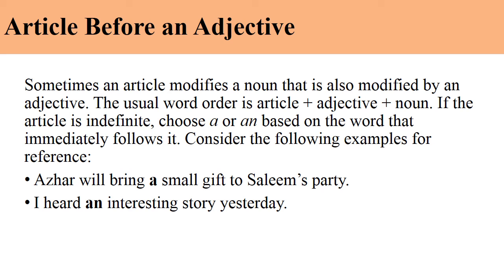Article before an adjective. Sometimes an article modifies a noun that is also modified by an adjective. The usual word order is article plus adjective plus noun. If the article is indefinite, choose a or an based on the word that immediately follows it. Consider the following examples for reference. Azhar will bring a small gift to Salim's party. I heard an interesting story yesterday.